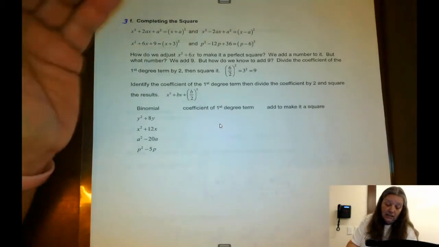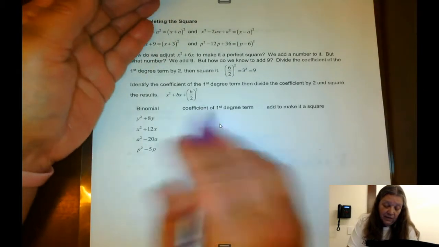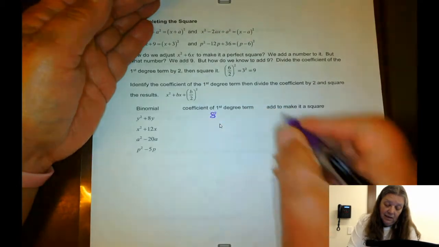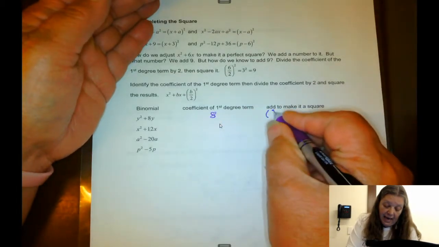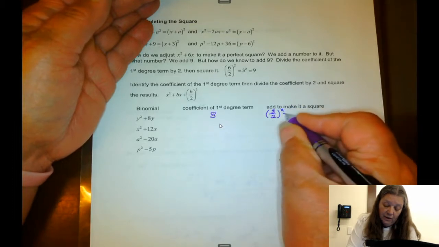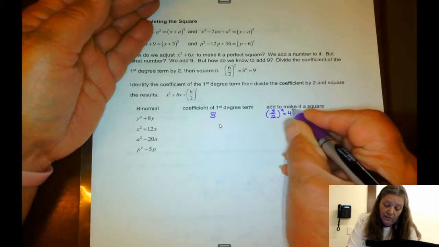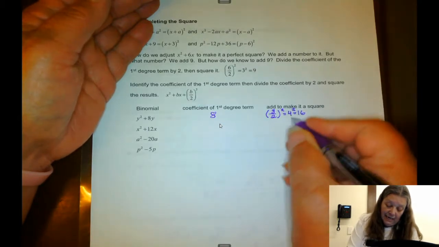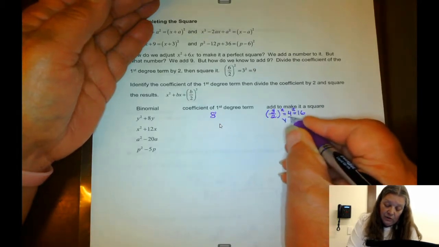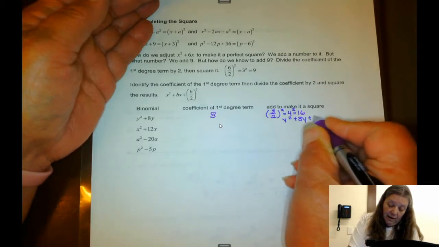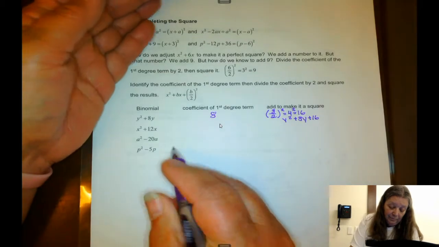So let's look at some examples for this. The first degree term has a coefficient of 8. So we're going to add 8 over 2 squared. So 8 over 2 is 4. So we're going to add 16, and it becomes y squared plus 8y plus 16.